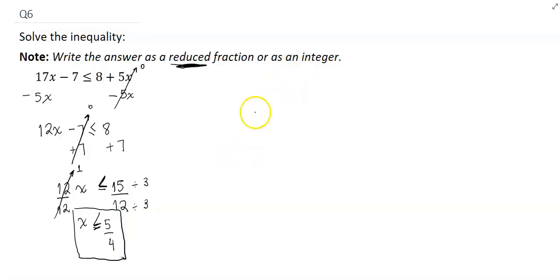If you want to check your answer, you can do that for a particular value for x. For example, 5/4, represented as a mixed number, 1 and 1/4. And the solutions are all numbers that are less than this. Okay, what is a number that is smaller than 1 and 1/4? It's the number 1. So I'm going to test for x equal 1 to see if the left side is really smaller than the right side.